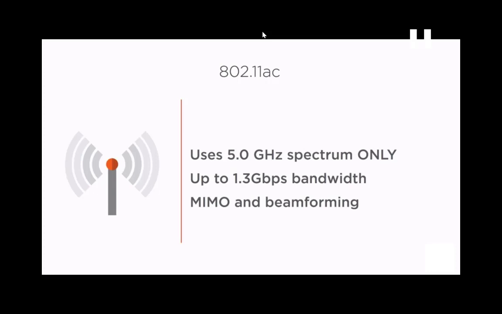So now the final Wi-Fi standard is called 802.11ac. AC uses only the 5 gigahertz spectrum, and the speed of AC transmission is 1.3 Gbps. It uses MIMO along with beamforming. Beamforming is also a new technology which separates the MIMO channels from each other. It minimizes the interference. So this is the latest technology which is used in all enterprises nowadays.